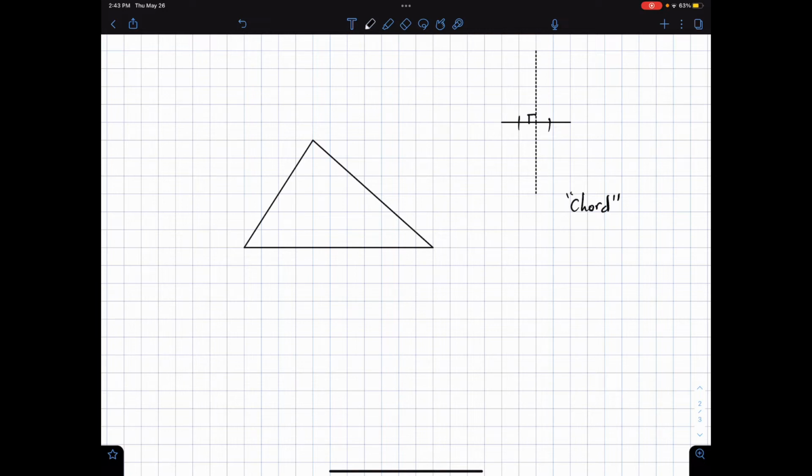An important lemma or tool that we're going to use in our proof is that the perpendicular bisector of any chord passes through the center of the circle. So let me put a chord on this circle.